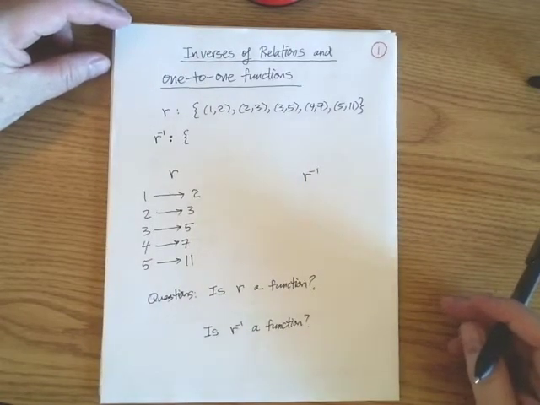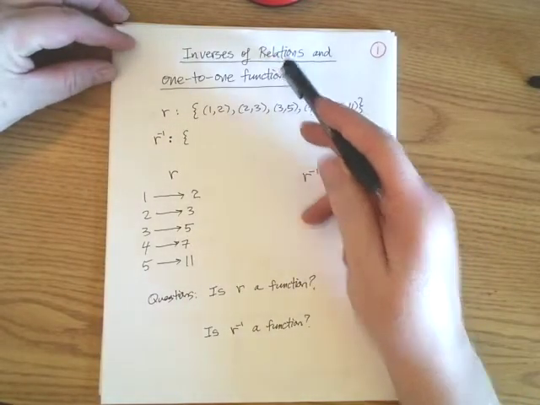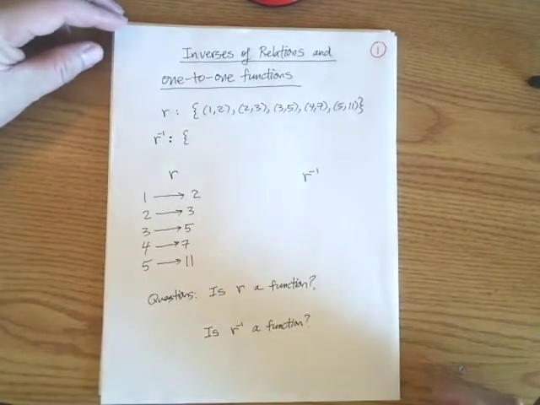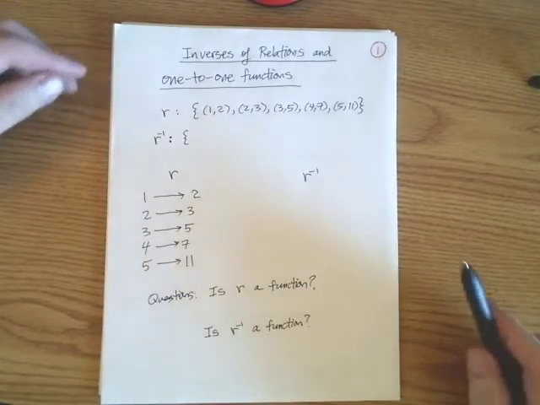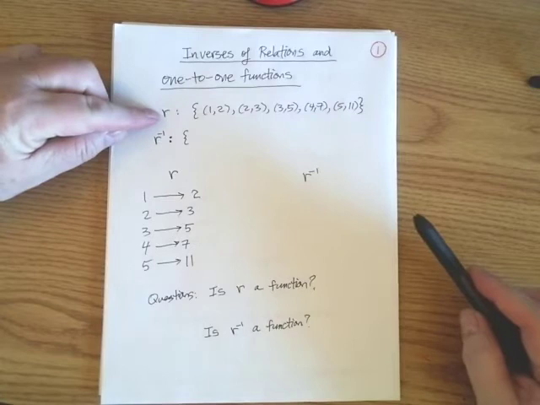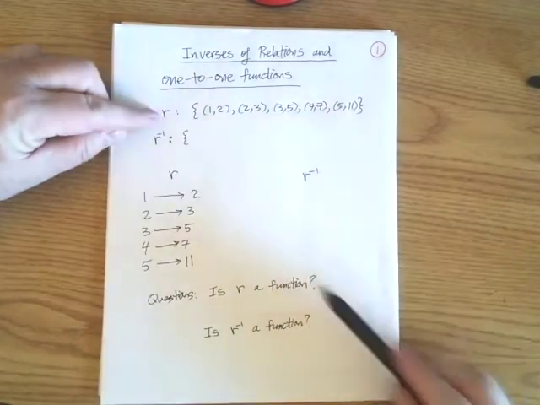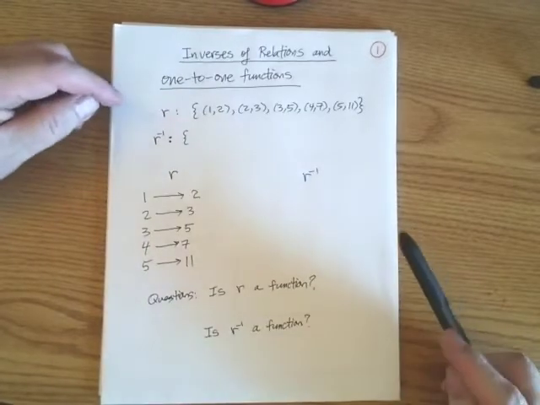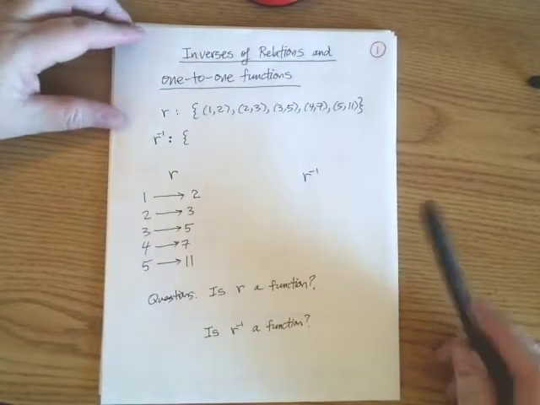In this video, what I'm going to discuss is what we call inverses of relations and one-to-one functions. This is not a difficult concept. Let's say I have a relation here. Remember, a relation is just a set of ordered pairs. These happen to be a set of ordered pairs of real numbers, in fact, positive integers, as a matter of fact.